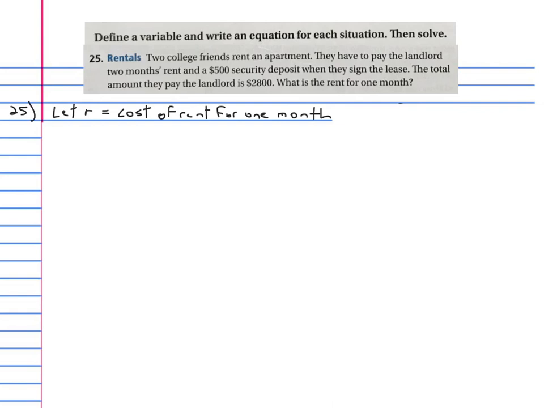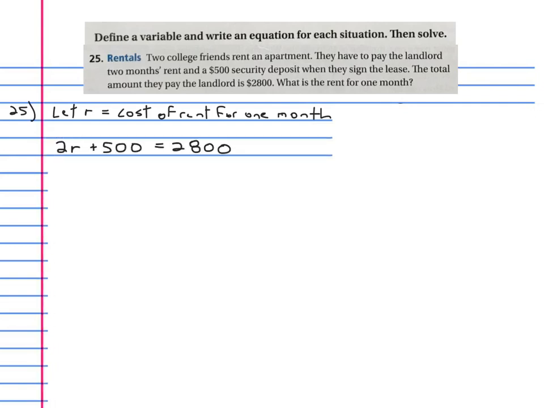Okay. So how do we write the equation? Well, they paid 2 months rent. So if R is the cost of 1 month's rent, then 2R is going to be 2 months rent plus the deposit. They pay that $500 security deposit once, so you get 2R, 2 times a month's worth of rent, plus $500 for the deposit, and all of that equals 2,800. So the equation is 2R plus 500 equals 2,800.